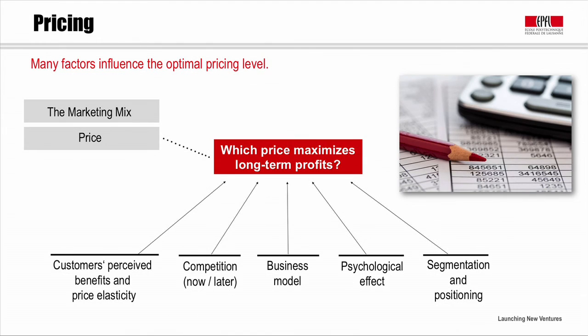But let me just point out one key question, which is the question that you should have in the back of your mind: which price actually maximizes long-term profits? This is, of course, an issue that has to do with the segmentation and positioning. I think this is evident. It's the strategic guidelines. But there's also some psychological effects. Your business model has some implications. The competition, now or later.